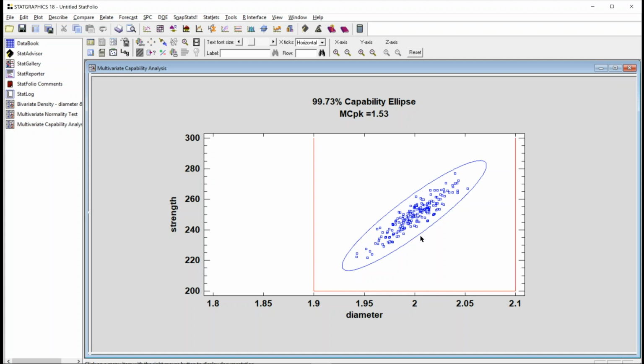Just to review, that is the capability ellipse, which shows where 99.73% of all the values from that bivariate normal distribution are estimated to lie. That ellipse is the equivalent of plus and minus 3 standard deviations.